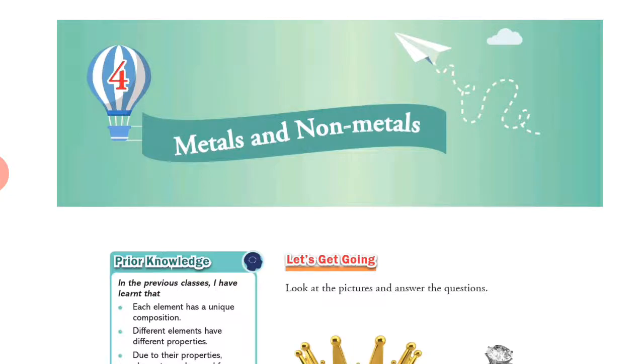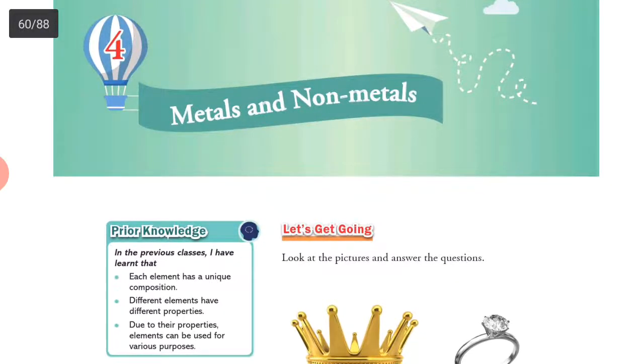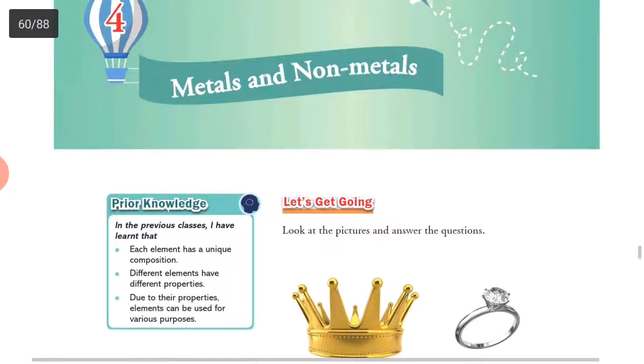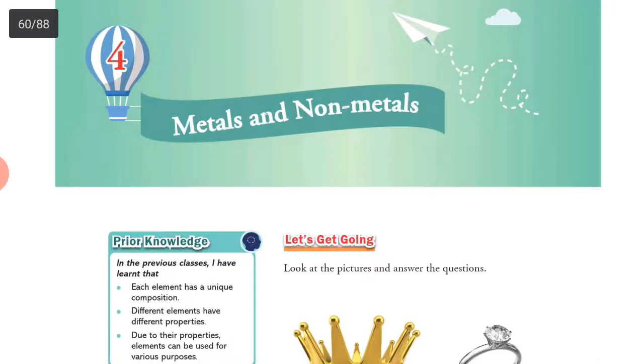Today we will start chapter number 4, metals and non-metals. Okay, in your previous class you have learnt that each element has a unique composition. Different elements have different properties. Due to their properties, elements can be used for various purposes. So we will divide this chapter into two segments basically.